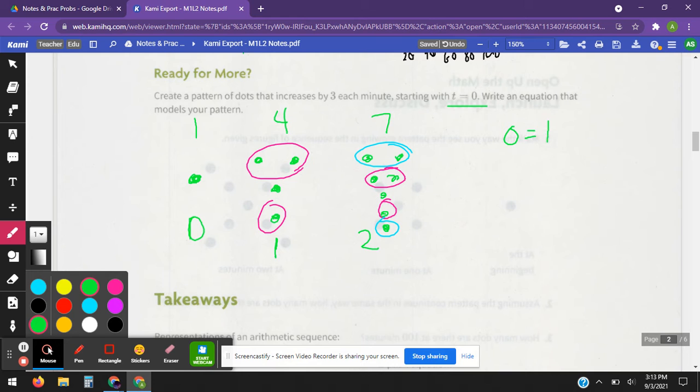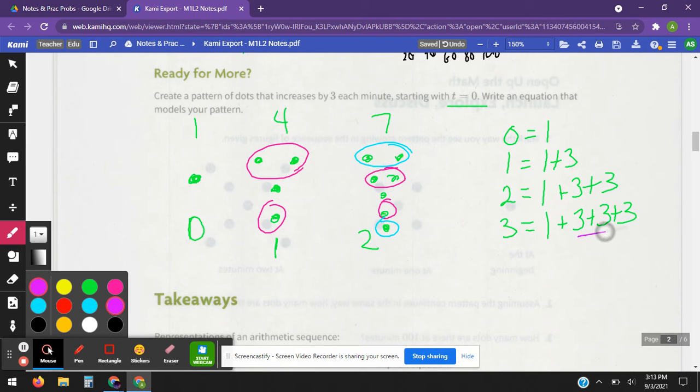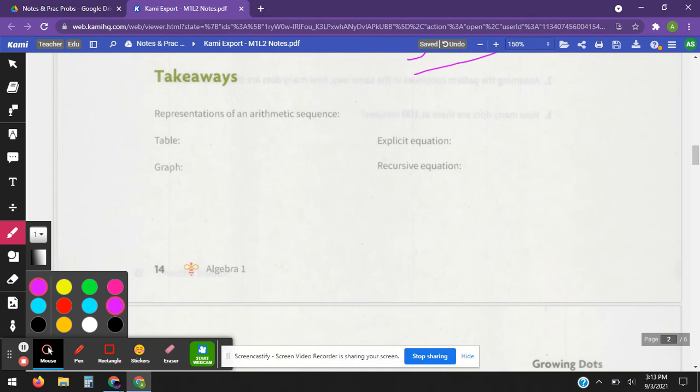0 had 1. 1 had the 1 plus the 3. 2 had the 1 plus 3 plus 3. I'm noticing that same pattern. If I kept going, I bet there would be 3 3s I would add together. So that's going to make my equation 3t plus 1 for that.